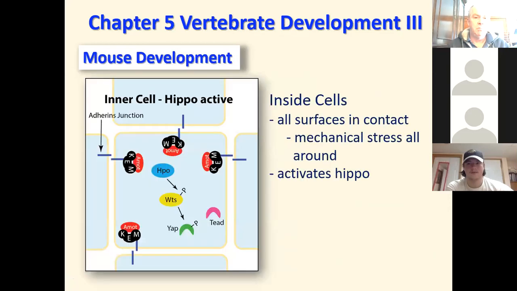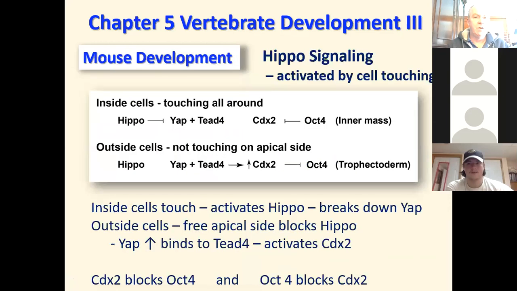So here's our Hippo pathway. Here's the summary. Inside cells are activating Hippo. Hippo's blocking YAP. So OCT4 blocks CDX2, and now you've got only OCT4. Outside cells, Hippo's not active. YAP and TEAD4 get together. CDX2 comes up and inhibits OCT4. And those outside cells then become trophectoderm, which will be extraembryonic.